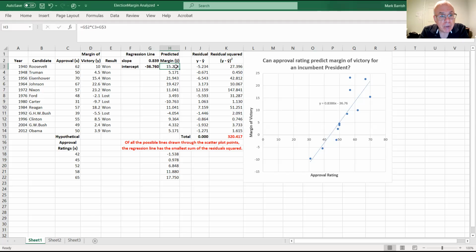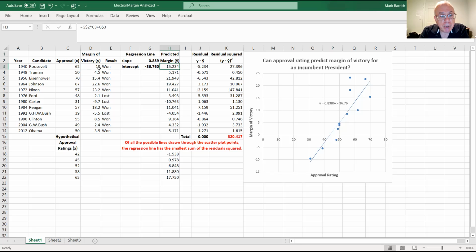Let's look at the equation here. I simply took G2, which is the slope, and I multiplied it by C3. What's C3? Well, that's the x value. That's 62 in this case. And added the G3, which is the y-intercept. That's the equation of the line. When I do that, I get 15.234. So the actual margin of victory for Franklin Roosevelt was 10, but the predicted margin of victory based on the equation of the line is 15.234.